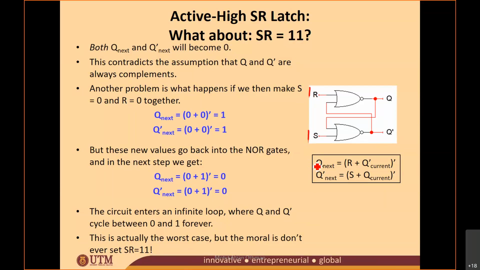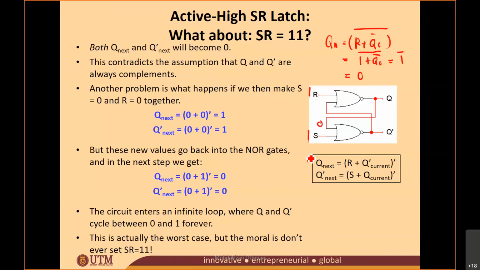Okay, so kita dapatkan dulu dalam persamaan kita. So Q next sama dengan R tambah Q bar current, which is bar. R kamu sekarang ni 1 tambah dengan QC bar. So bar. So 1 tambah dengan QC, any value of your QC, you will get back 1. And then 1 dia akan jadi 0. So this 0 here akan masuk ke sini. So what happen here?